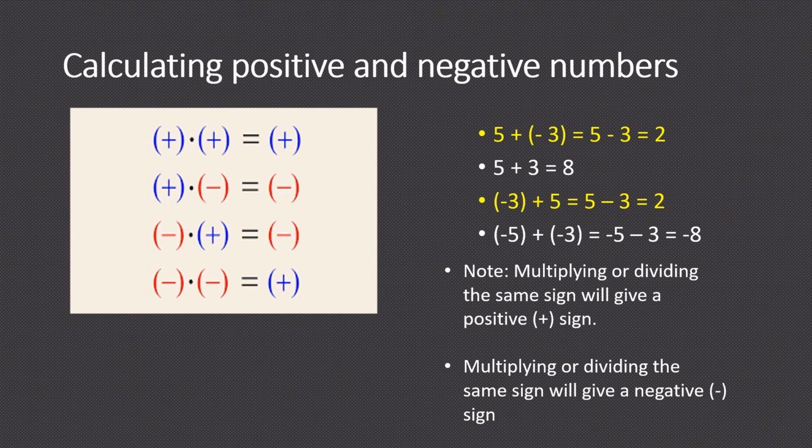Next part of this is calculating positive and negative numbers. Positive and negative numbers have certain rules, actually 2 rules. The first rule is that like signs are added, while unlike signs, like minus and plus, are subtracted.